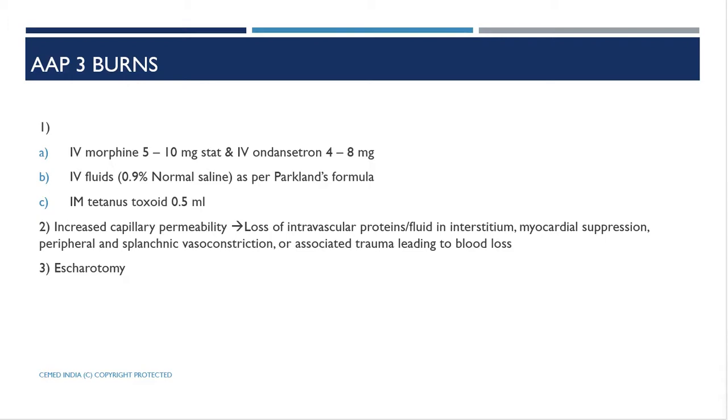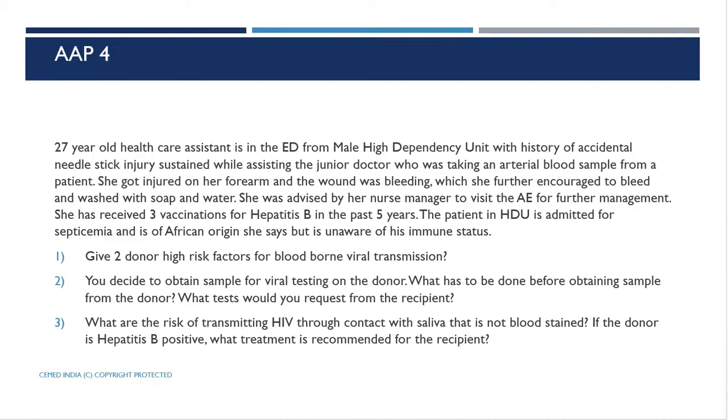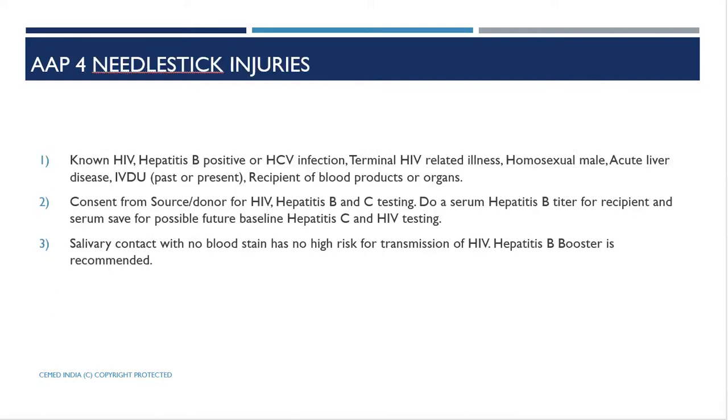Okay, let's move on. Pause the video here. Give 2 donor high-risk factors for blood-borne viral transmission, and you decide to do blood tests. What do you need to do before that, what tests would you request, and what is the risk of transmitting HIV? The donor high-risk factors are: known HIV, known hepatitis B or HCV, terminal HIV-related illness, homosexual male, acute liver disease, IV drug user, or recipient of blood or organ transplantation.